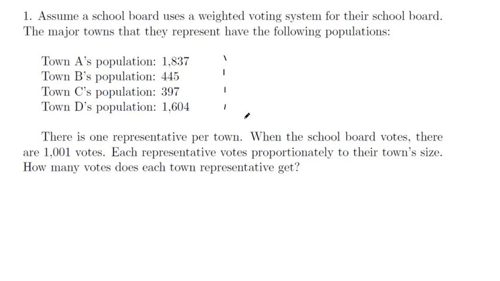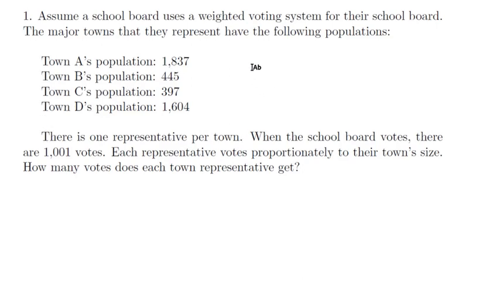That's not weighted voting. What weighted voting is, is that town A's representative's vote carries more weight, carries more power than town B, than town C. About a little over 4 times the amount of power. And so they're saying, hey, if you add up all four of these people's votes, it should be 1,001 votes. So we need to distribute those 1,001 votes proportional to the size of each of these towns.